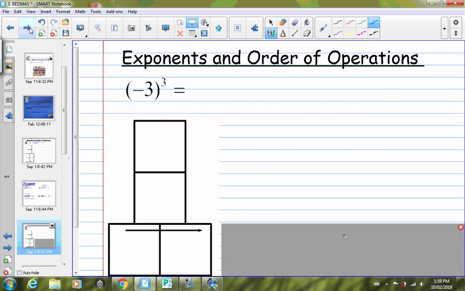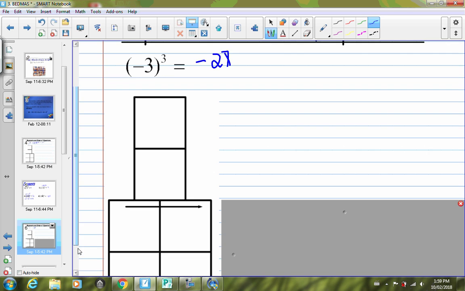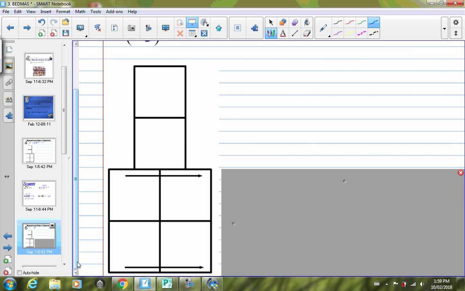Okay, so we've already taken care of this. We know that this answer is negative 27. You have all of your other answers on your paper. And now we're going to fill in this little chart here. This is a visual, a graphic organizer to help you with BEDMAS. BEDMAS is an acronym that tells you the order in which you must perform things.